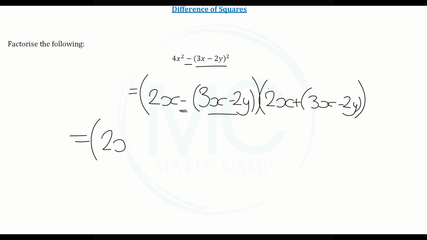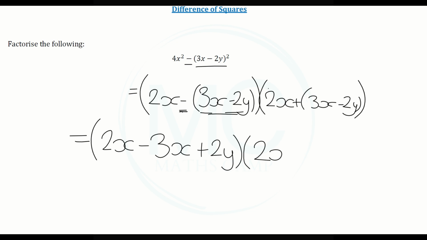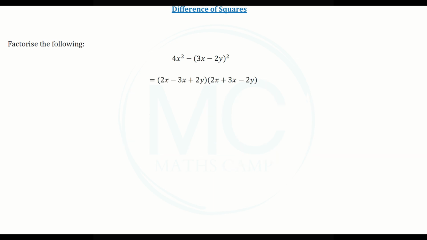2x. The minus and a positive leaves us with negative 3x minus negative 2y, which becomes plus 2y. Close the bracket. In the second bracket, we have got 2x plus 3x minus 2y. And now we can add the like terms within the brackets.